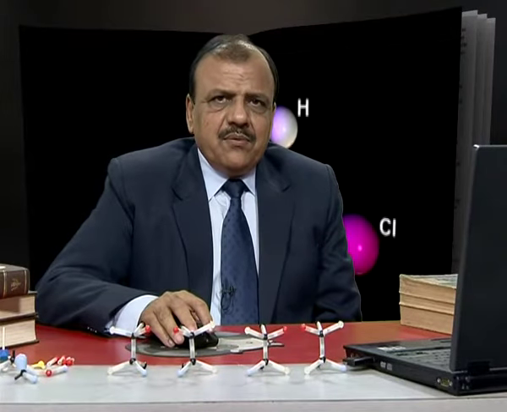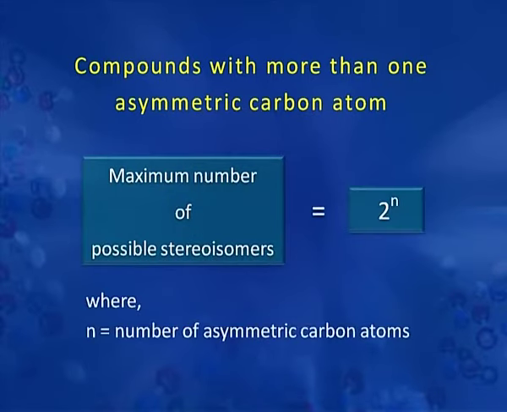Now today we will discuss compounds which have more than one asymmetric carbon atom. How many isomers are possible, and whether all of them are optically active or not. It has been observed that the maximum number of possible stereoisomers for a compound containing asymmetric carbon atoms is 2 raised to the power n, where n is the number of asymmetric carbon atoms. If the number of asymmetric carbon atoms is 1, then 2 raised to the power 1 means 2, so only 2 isomers are possible. This we have already discussed.